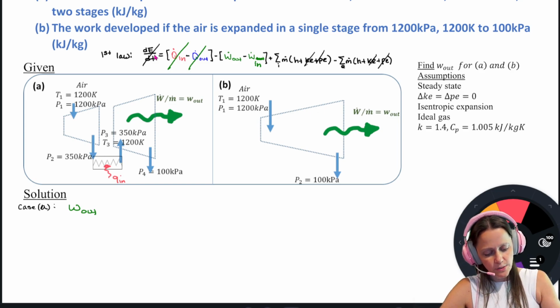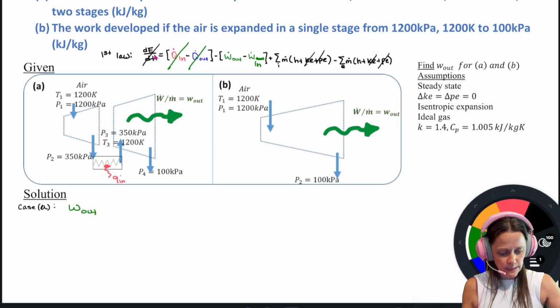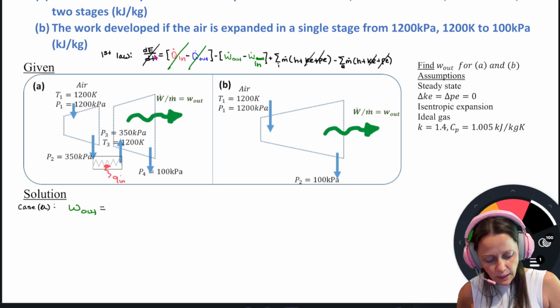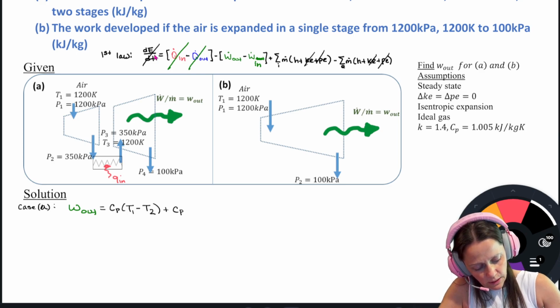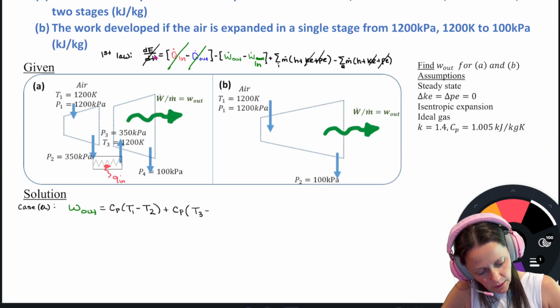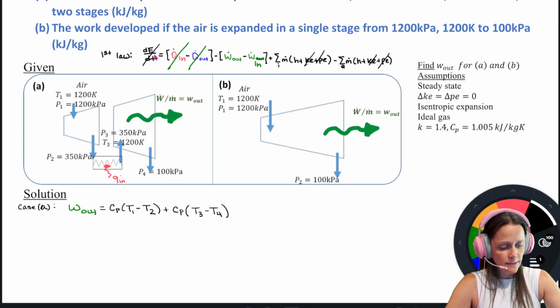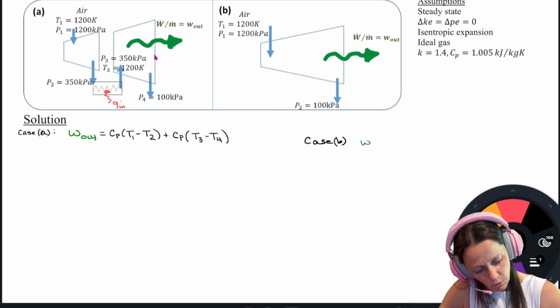So the work out is going to be the stuff going in minus the stuff going out. If I put this in terms of little w, going in minus going out, I'm going to have CP times (T1 minus T2) plus CP times (T3 minus T4). All right. And then for case B, I'm going to have work out.